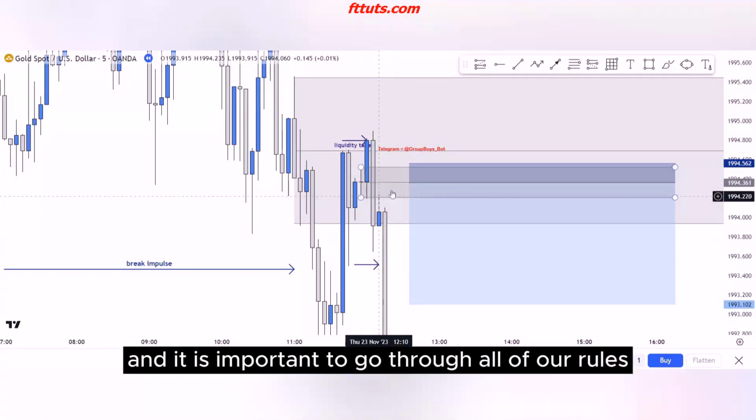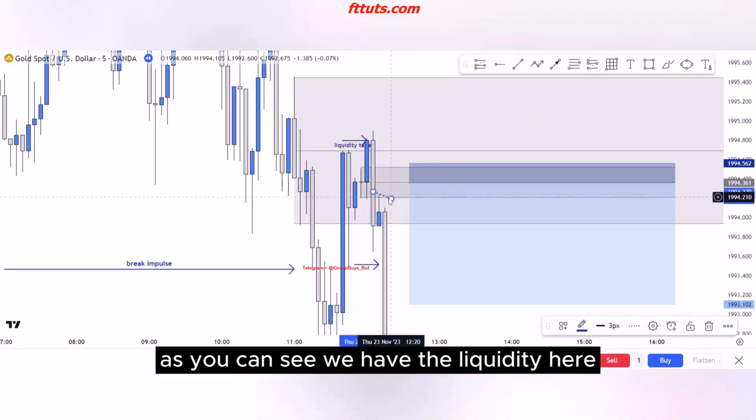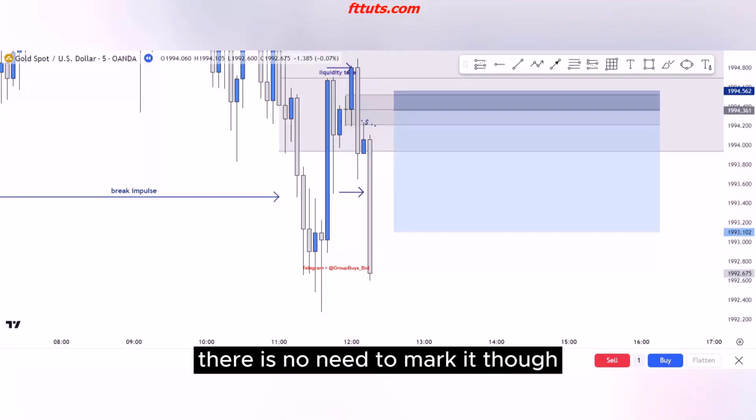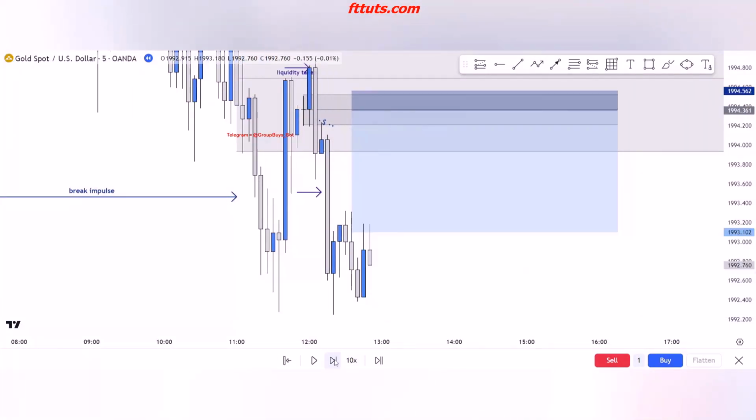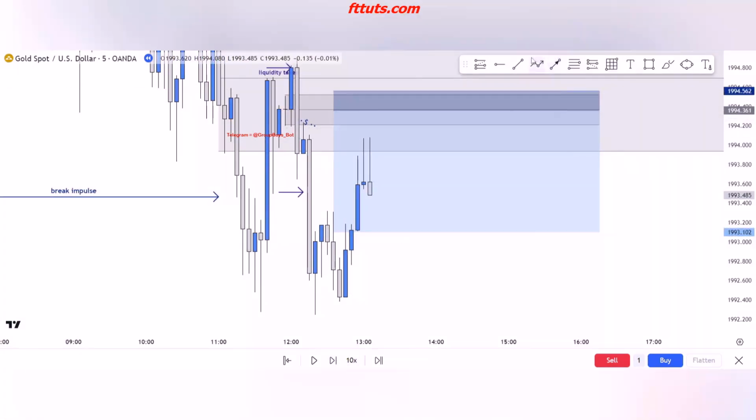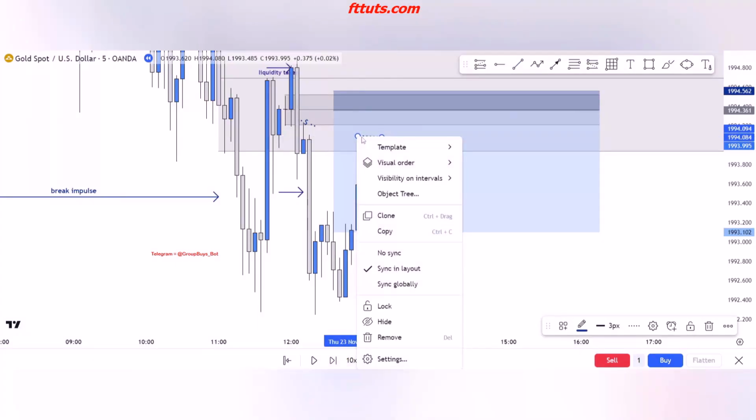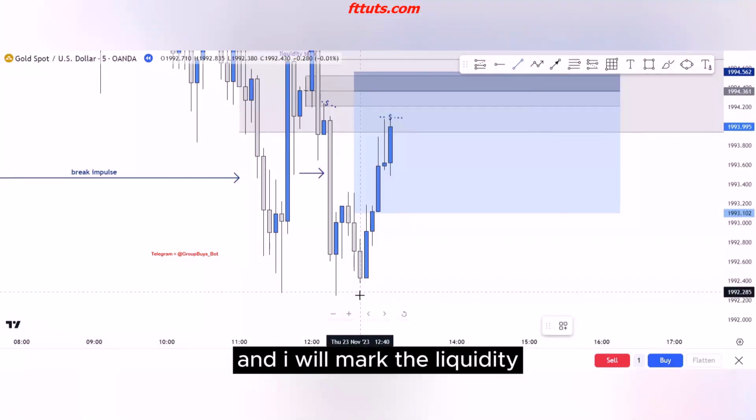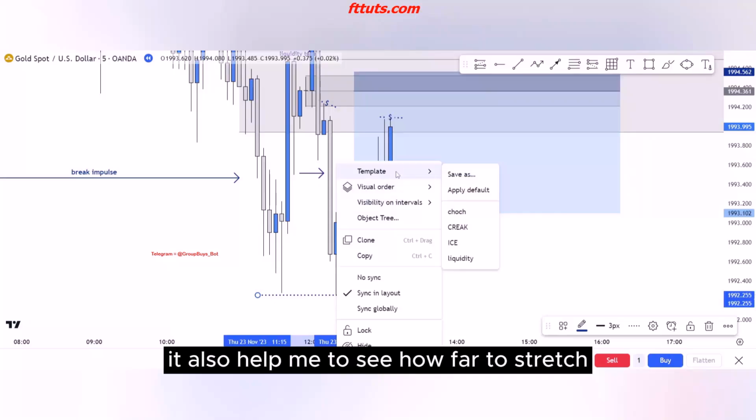And it is important to go through all of our rules. As you can see, we have the liquidity here. You can also see the imbalance. There is no need to mark it though. We have here another indication of liquidity. And I will mark the liquidity that stands out to me here. It also helped me to see how far to stretch the take profit.